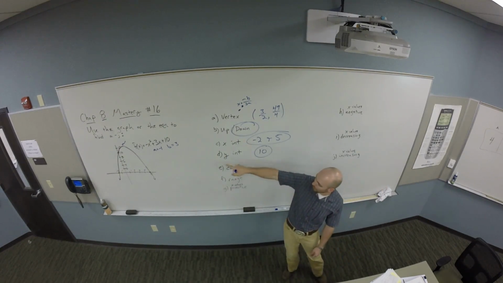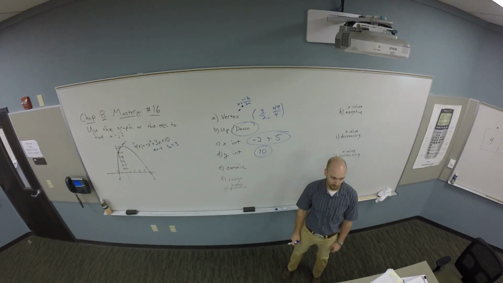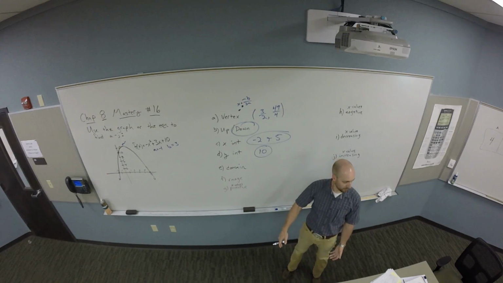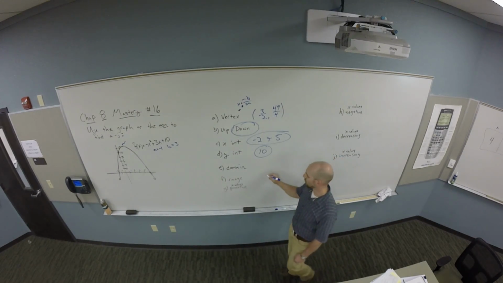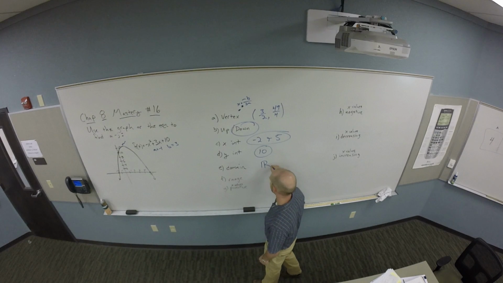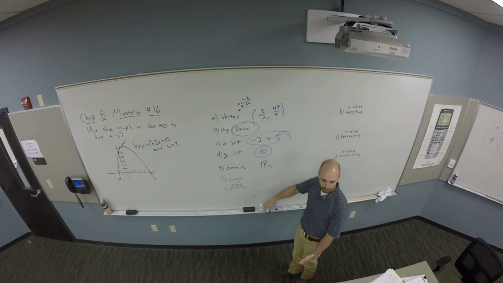All right, how about the domain of my parabola? Domain is all the numbers. Yeah, domain is all reals. How do you know that? What are you doing to your picture?